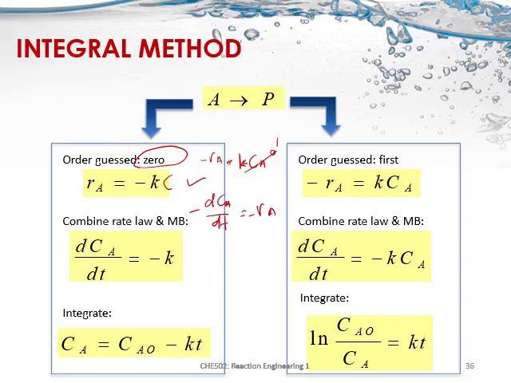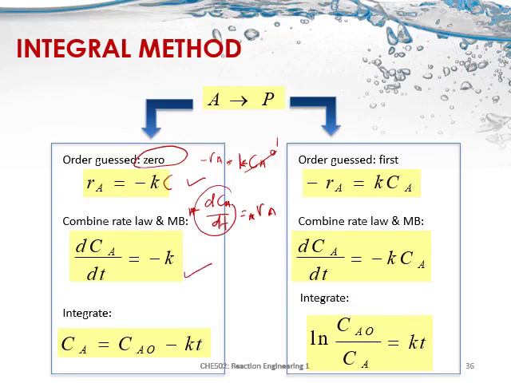Alright. Or you may drop it. So in this case, they do drop it. Okay. For the first reaction, Ra is equal to negative K, and then Ra is also equal to dCA over dt. Then you'll combine. Combine, what you have is dCA over dt is equivalent to negative K. This equation.